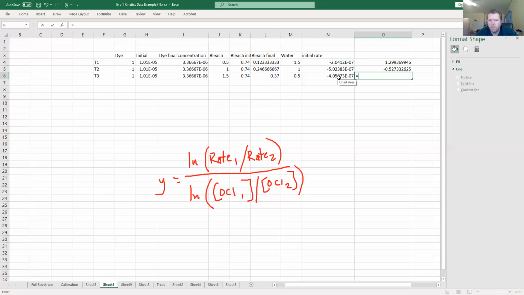And then finally, we've got, I'm going to do 1 to 3. So parentheses, natural log, oh, rats. Natural log, parentheses, this divided by this divided by, what are we looking at there? Natural log, open parentheses, concentration 1 divided by concentration 3, close, close, done. Okay, so those are all my initial rates, and those are all of my Y values.